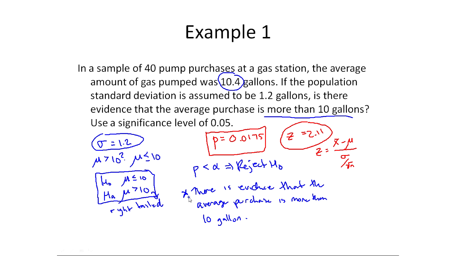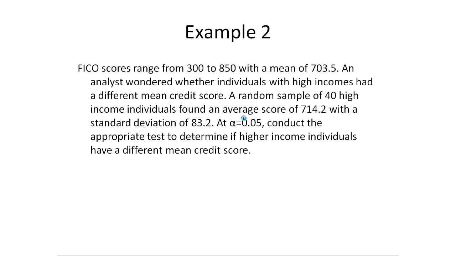Very, very similar. We're still talking about the mean. In this example, we're told FICO scores range from 300 to 850. I think they may have just changed this range of values, but we'll keep it as it is for now, with a mean of 703.5. So this was actually a population mean. So the average FICO score, we know this is a population value, is 703.5. An analyst wondered whether individuals with high income had a different credit score than this.